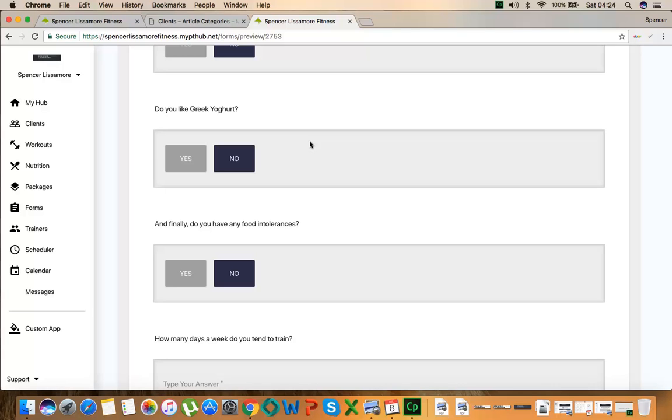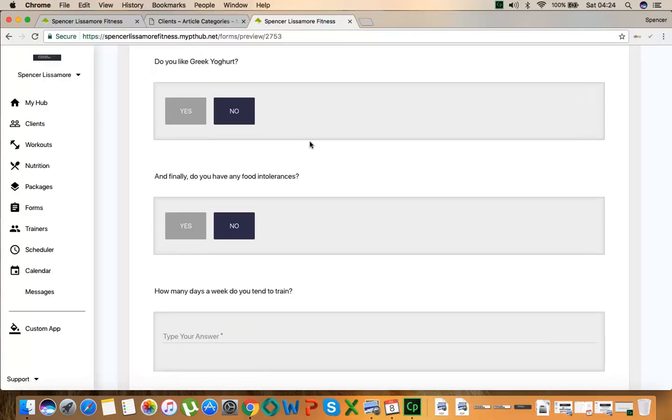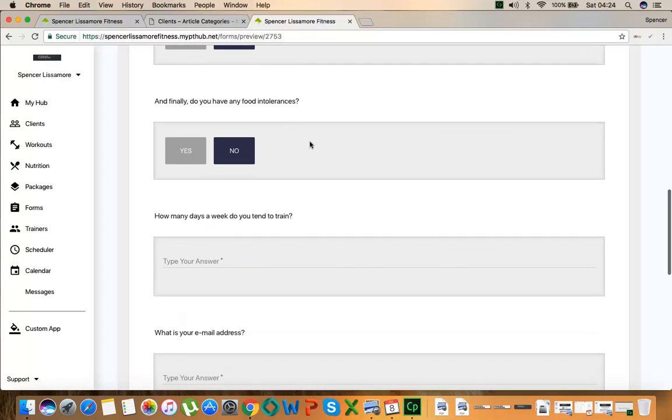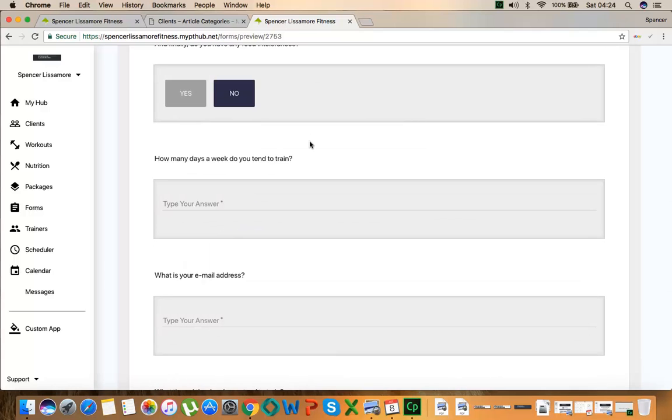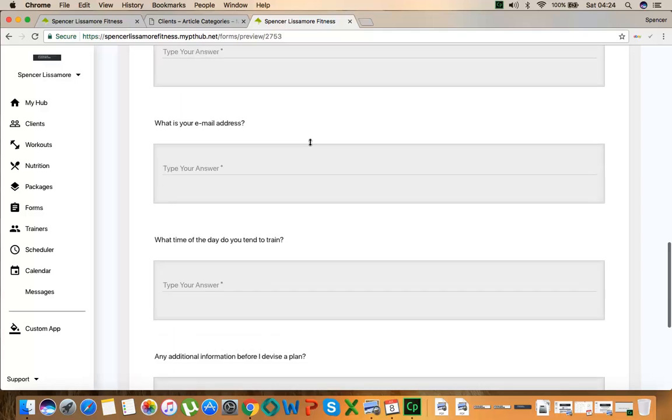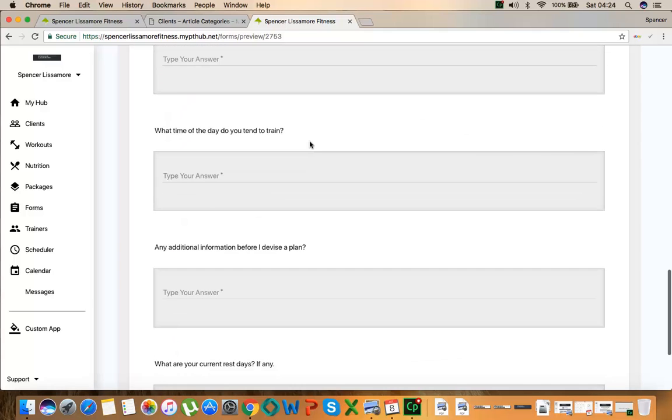Any food intolerance is always important. If someone's allergic to onions, I'm not going to put onions in their nutrition plan. It's as simple as that. How many days a week they tend to train, email address, time of the day. This is important to get the nutrition timing right. Also allows me to understand whether I need them to eat before they train or train fasted after waking up, etc.